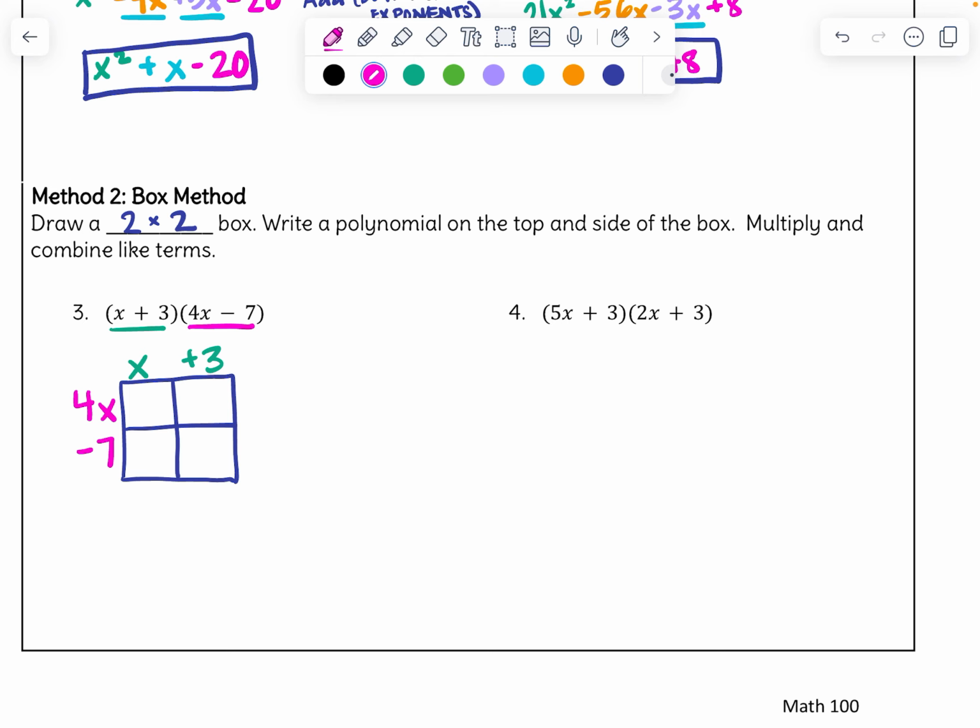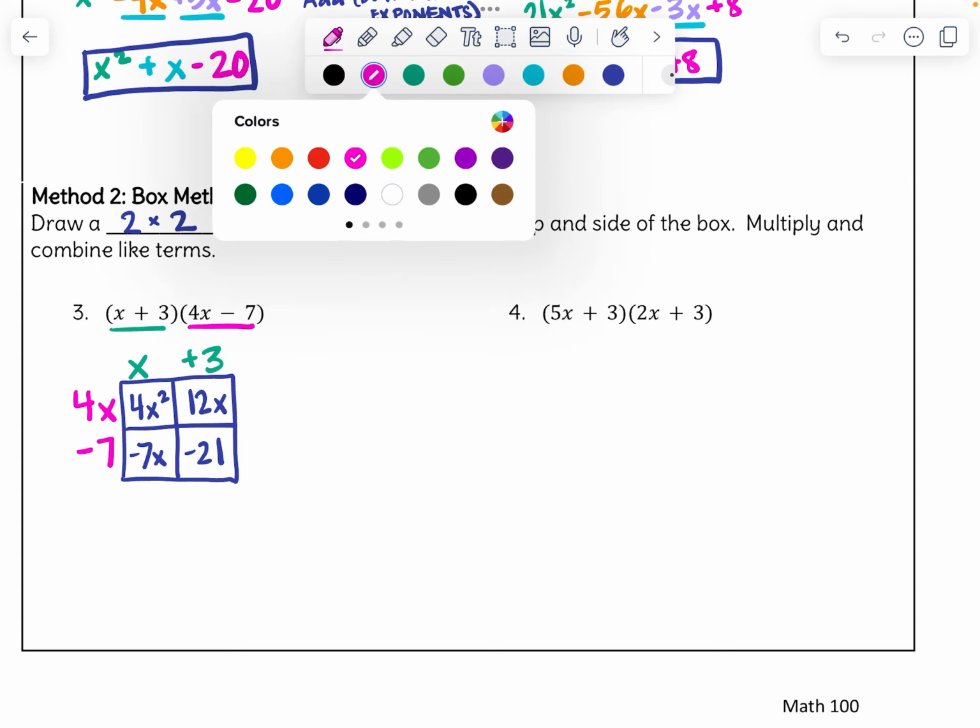Now, where the box lines up, you're going to multiply. So in this first top left box, I'm going to multiply 4x times x, which gives me 4x squared. In the top right box, I'll multiply 4x times 3, which is 12x. Bottom left, multiply negative 7x. Bottom right is negative 21. So I've multiplied and written my answers inside the box.